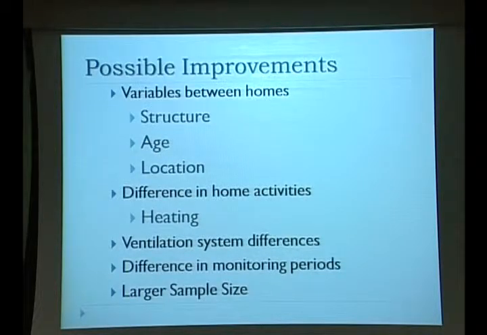Ventilation system differences, such as vents and ductwork. To prove or disprove our hypothesis, we would need a larger sample size. Approximately, we would need to do 90 houses.